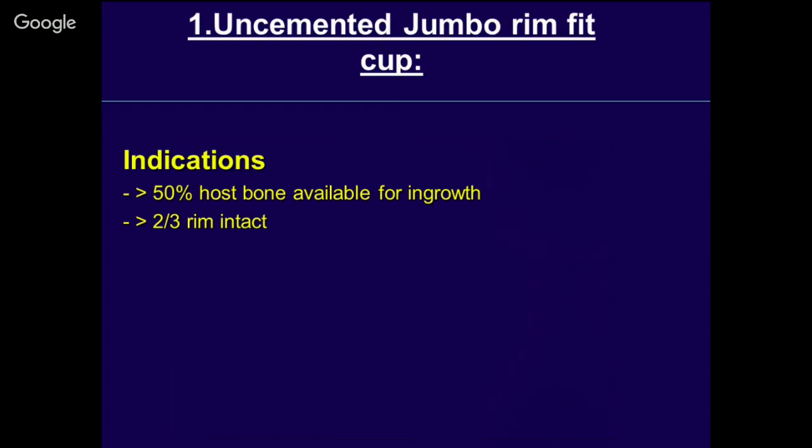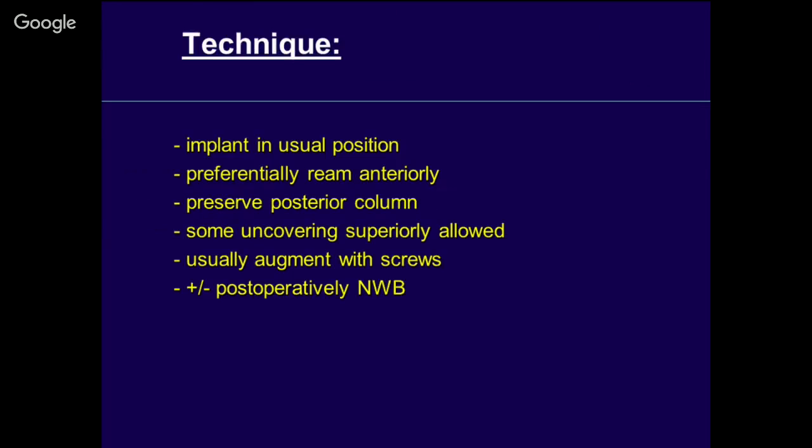So what are the options we have? We have an uncemented jumbo cup. There are larger cup sizes, that is, the cup is 54, 56, 58 sizes. The indication is if more than 50% of the bone is available for ingrowth, and more than 2/3 of the rim is intact. Mainly the deficit is over here, in the superior portion. If 2/3 of the rim is intact, we go for just an uncemented jumbo cup.